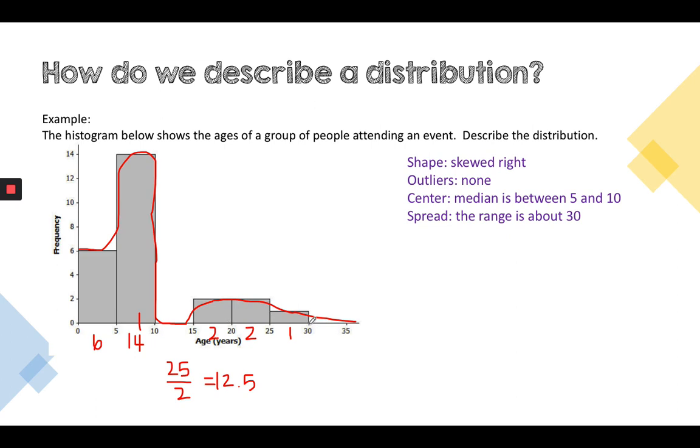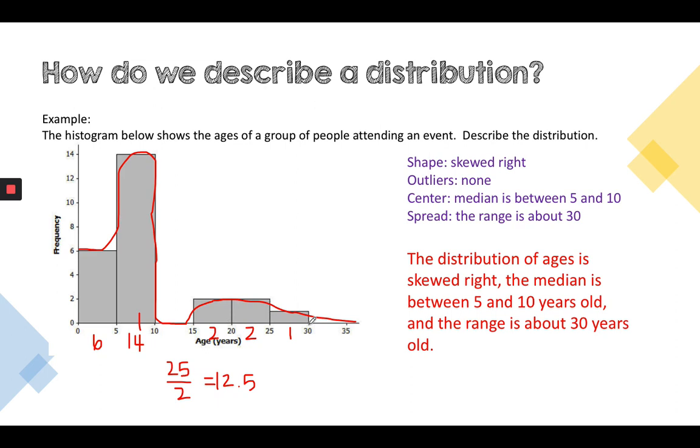Then we want to say this in a sentence. We don't want to just list something like this. We want to put it all together in a sentence or two. So I put the distribution of ages is skewed right. The median is between 5 and 10 years old, and the range is about 30 years old.